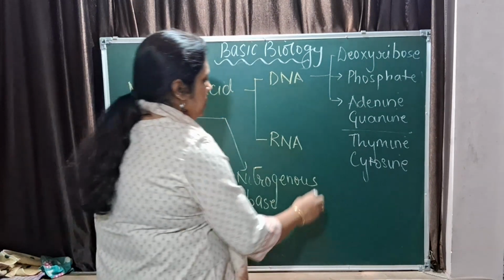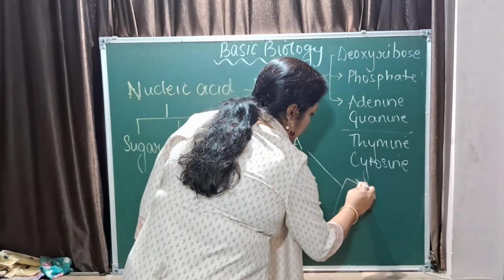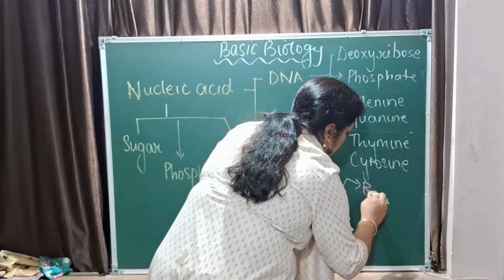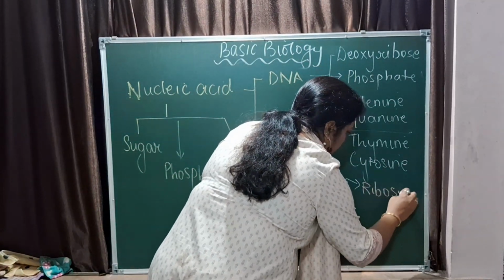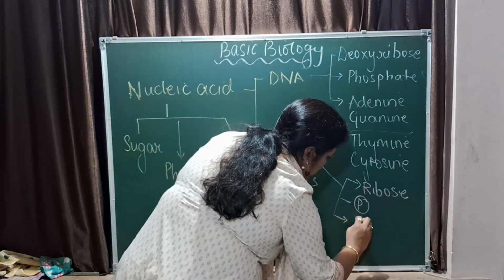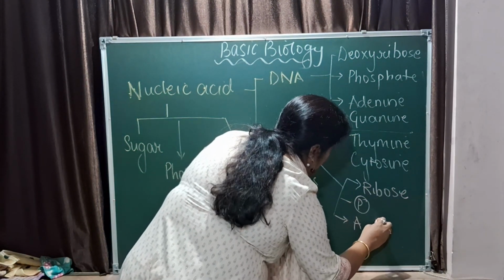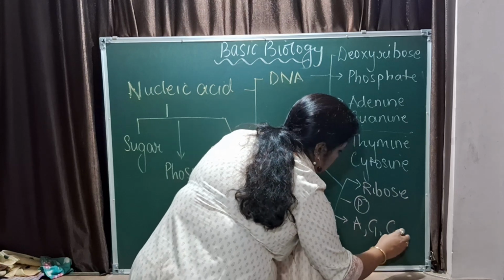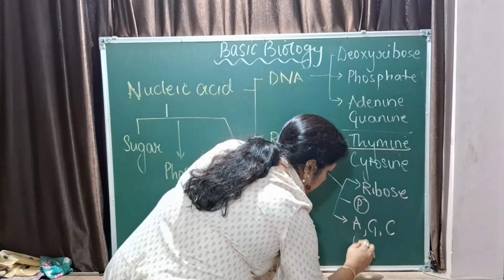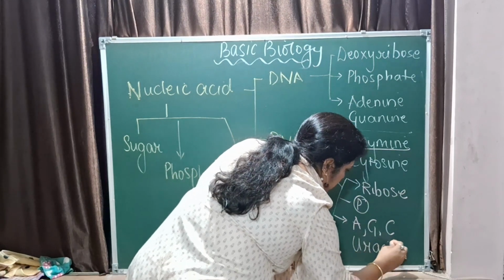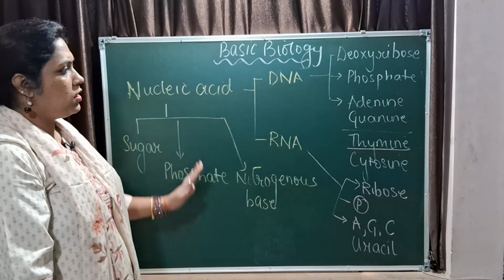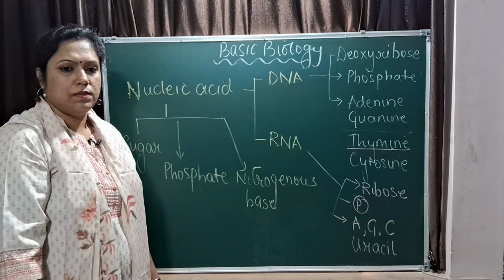Okay. In case of RNA, the sugar present is ribose sugar, same phosphate, and the nitrogenous bases present here are adenine, guanine, and cytosine. It remains the same as DNA, and instead of thymine, RNA has got uracil. Is this clear? So these are the basic components that we need to know.